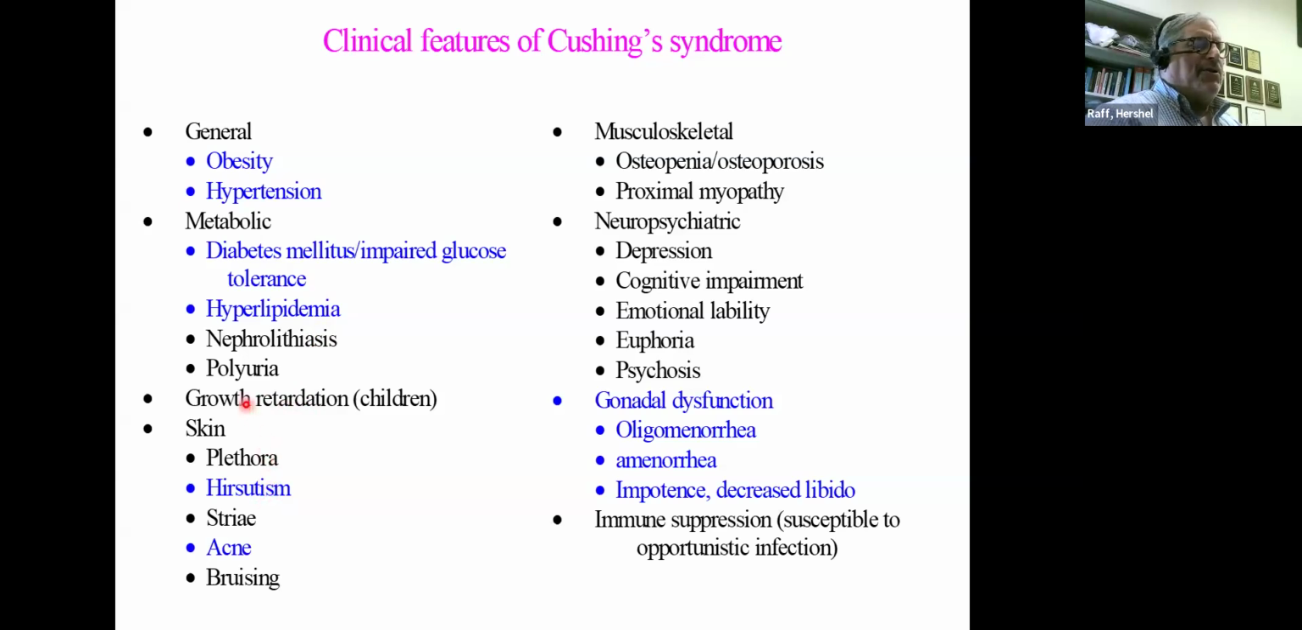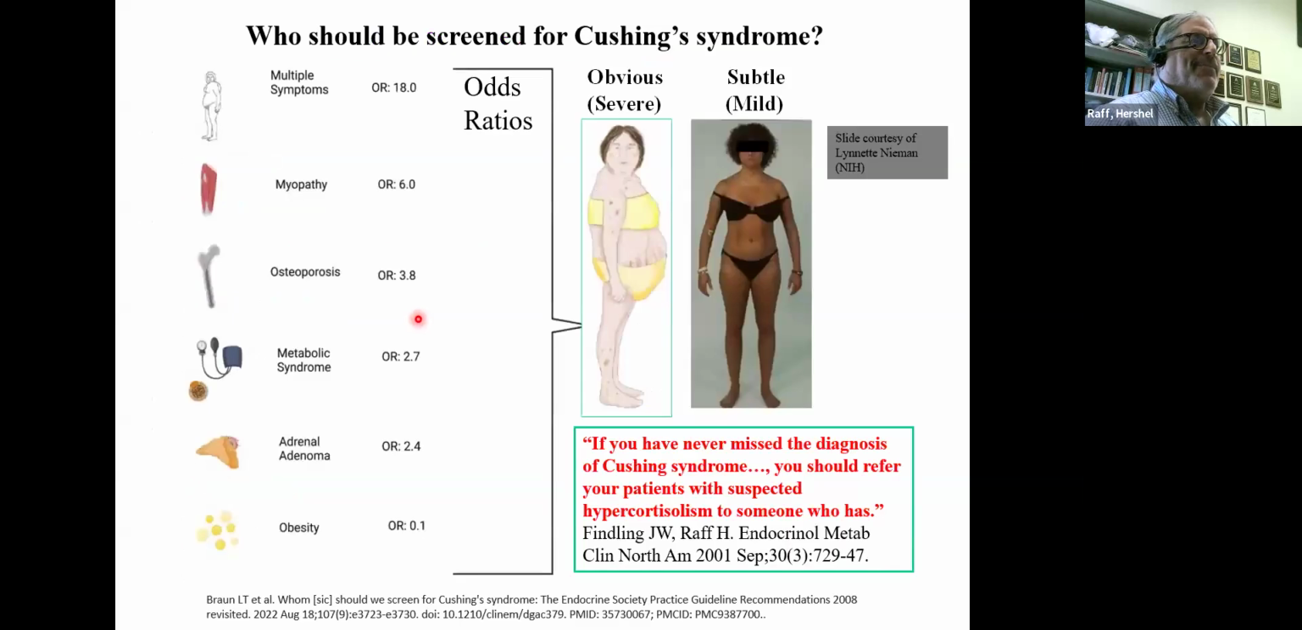In children, although Cushing is rare, you just don't want to miss it because it can cause growth retardation because glucocorticoids inhibit growth hormone release. Muscle weakness, osteopenia, these are all incredibly common in a primary care clinic. A lot of neuropsychiatric effects of cortisol excess. Gonadal dysfunction. These are all common in our population, and combinations of them are of concern.